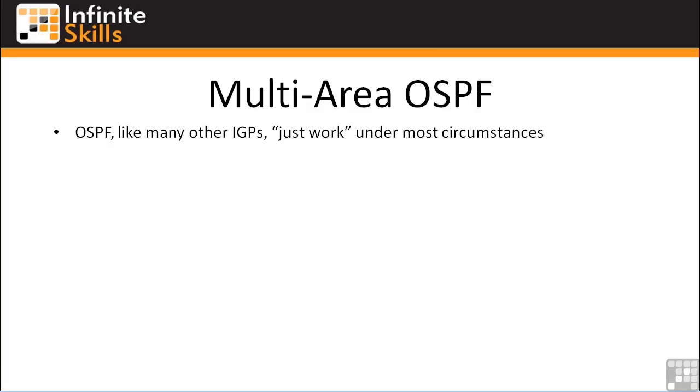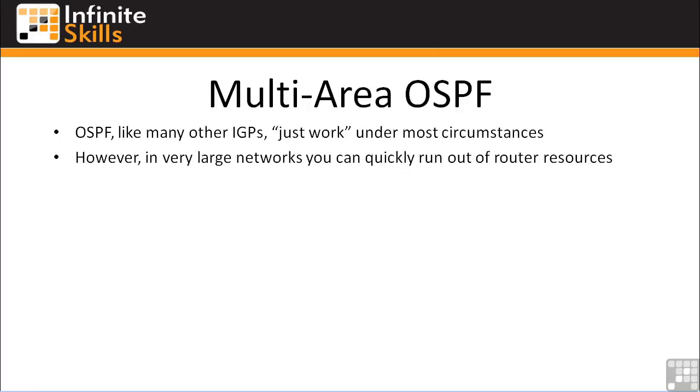OSPF, like many other IGPs, EIGRP and RIP, they just work under most circumstances. You turn them on and configure the right networks and the right autonomous system or the right OSPF process, and all the routing just kind of happens, as we saw in the EIGRP lab. However, in very large networks with OSPF or other link state protocols, you can quickly run out of router resources.